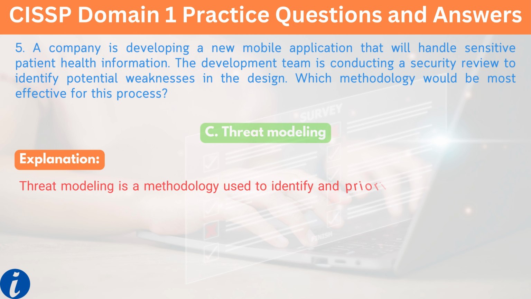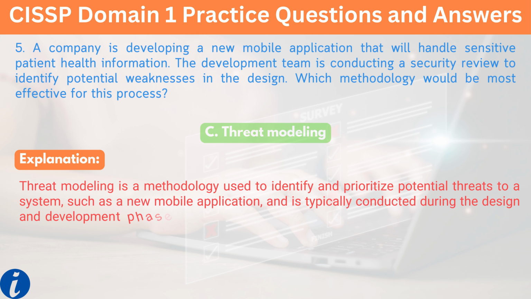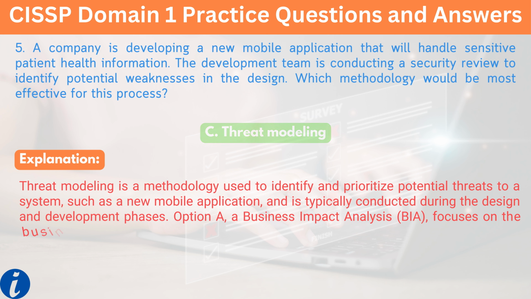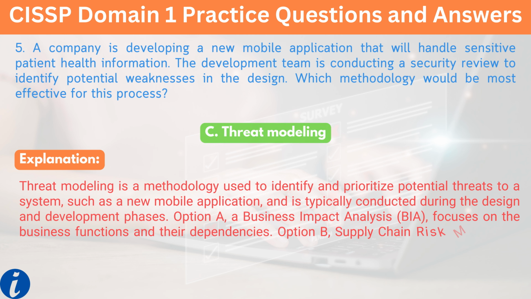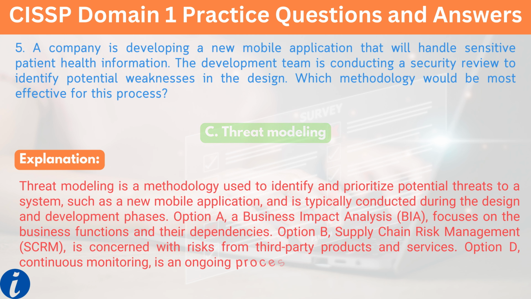Threat modeling. Explanation. Threat modeling is a methodology used to identify and prioritize potential threats to a system, such as a new mobile application, and is typically conducted during the design and development phases. Option A, a business impact analysis, BIA, focuses on the business functions and their dependencies. Option B, supply chain risk management, SCRM, is concerned with risks from third-party products and services.